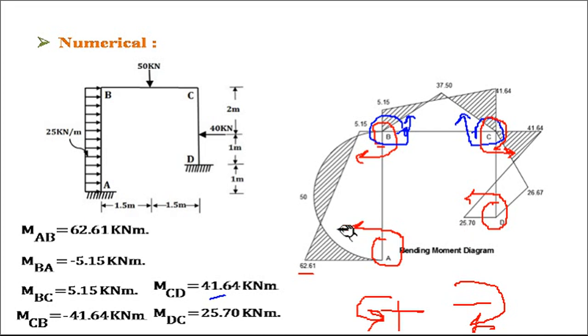Now you have to superimpose the free bending moment diagram. Here the load is a uniformly distributed load. For a uniformly distributed load, the value of the free bending moment is WL square upon 8. If we solve this, we will get the value 50. Now here the load is acting at the center of the member. So the value of the free bending moment will be WL upon 4. If you put the value of W and L, we get this value as 37.4.